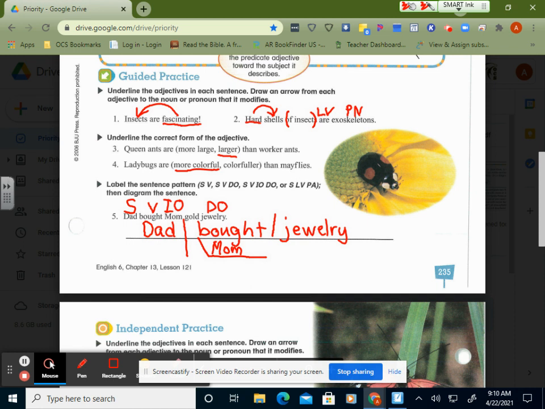And what word is gold describing? Jewelry. So we're going to put a slanted line under jewelry, and we're going to write gold on that slanted line. That's where that adjective goes, right here. Gold. That is how you diagram sentence 5.